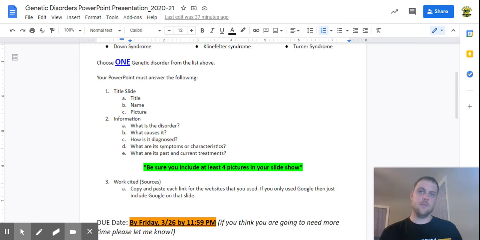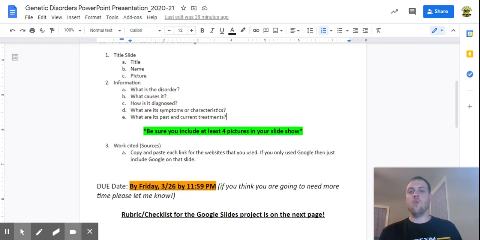And I would just feel the need to say this: make sure that they are related to your genetic disorder and not just random pictures. And then one final slide that you need to make sure that you include is a works cited. I think you could probably find a lot of this information right on Google. So if Google's the only website that you use, you can just put Google on that works cited slide. And then that is it.